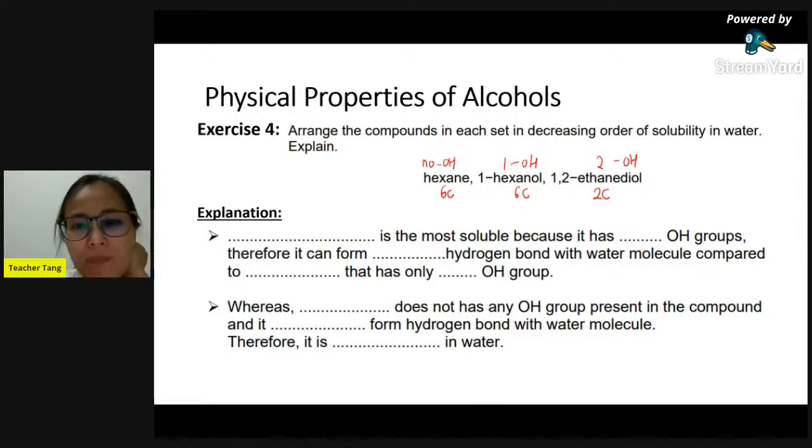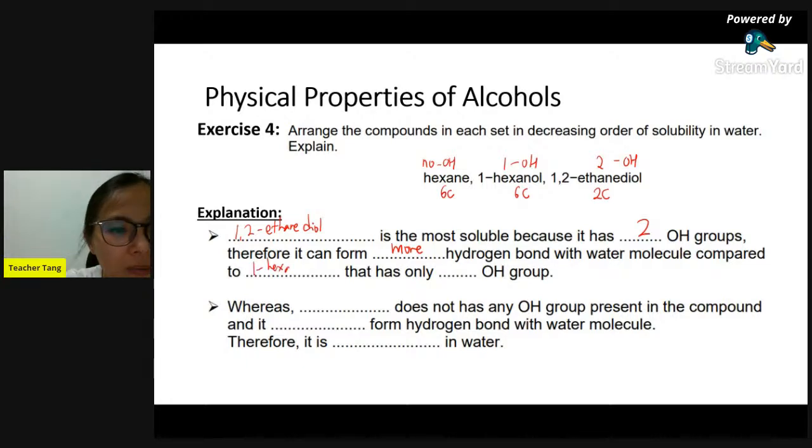So that means 1,2-ethanediol is the most soluble because it has 2 hydroxyl group. Therefore, it can form more hydrogen bond with water molecule compared to 1-hexanol, which only has 1 hydroxyl group.